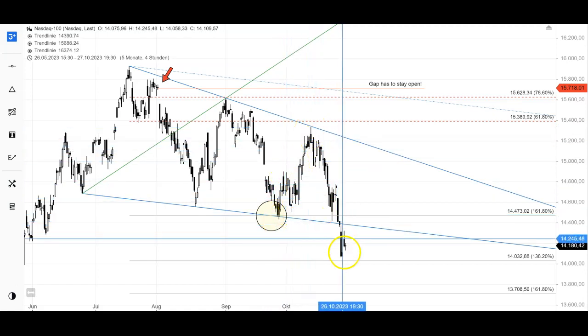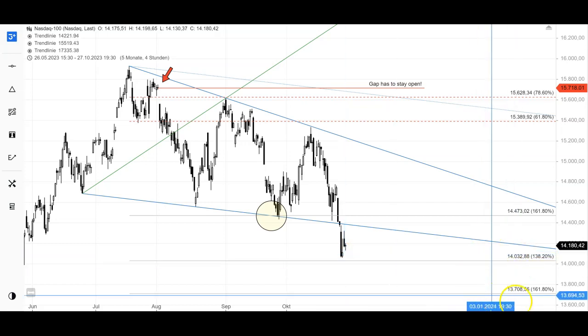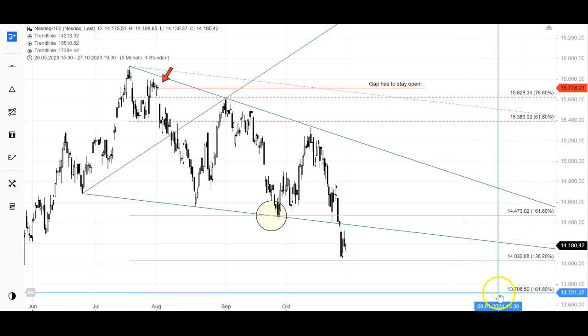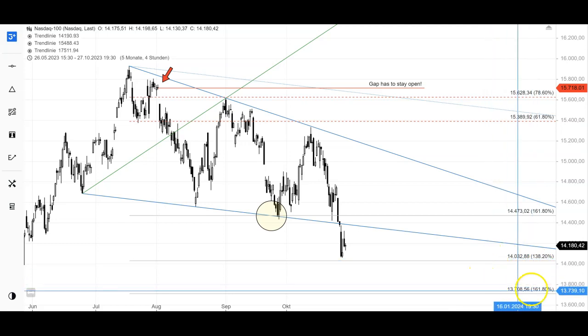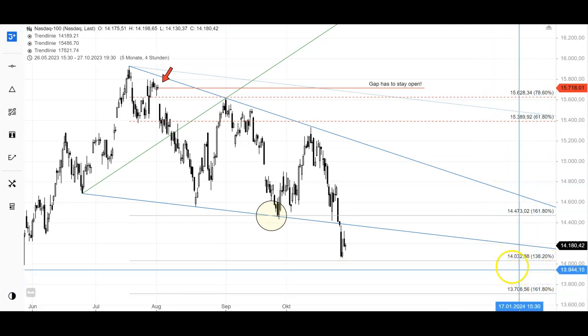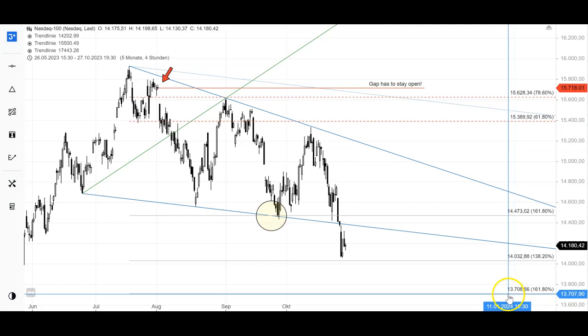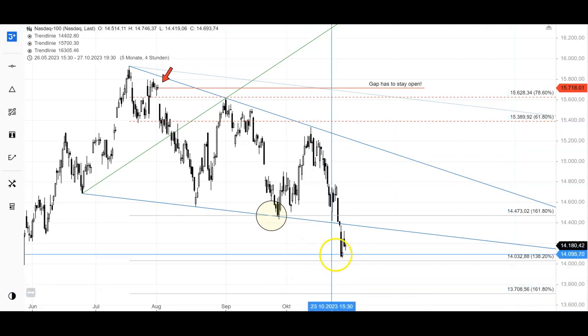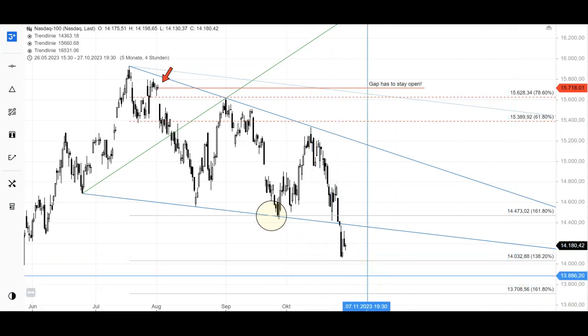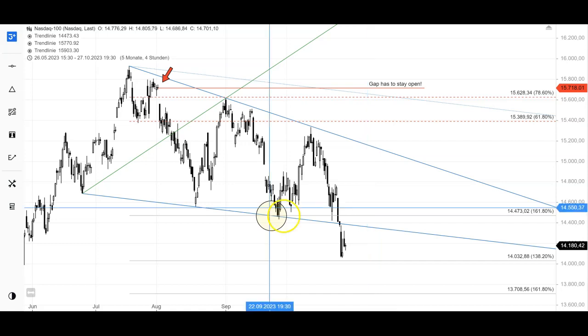And now we dropped below that level, and keep an eye on this area here between the 138 and the 161. 14.032 all the way down to 13.708 for next week. We might hit that and see another intense bounce from these levels.